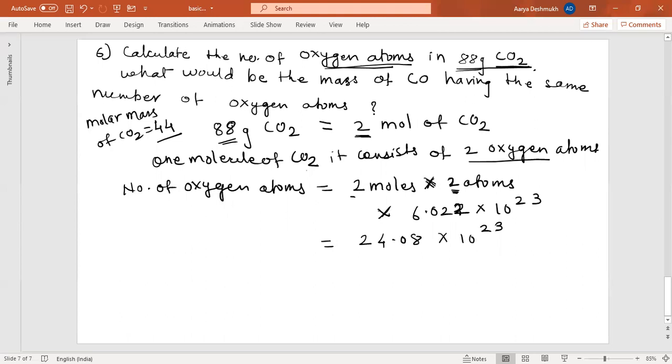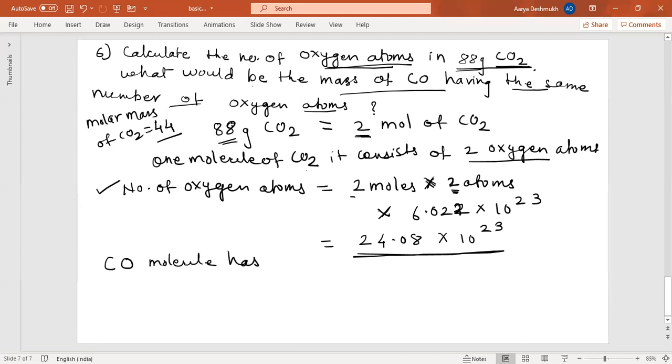This is the one part of the problem we solved. Now, the next is: what will be the mass of CO having the same number of oxygen atoms? So these are the number of oxygen atoms, isn't it? We calculated the number of oxygen atoms in carbon dioxide. Now, in case of carbon monoxide, a molecule has only one oxygen atom. Only one oxygen atom.